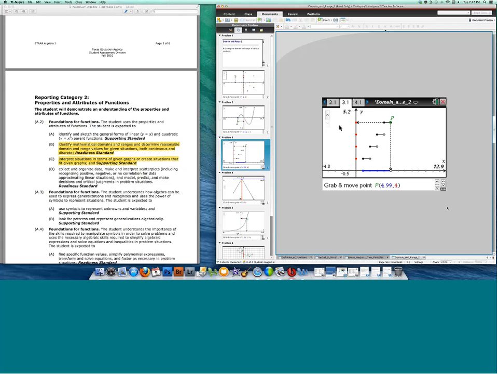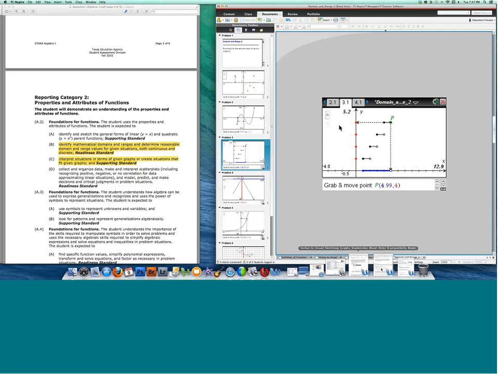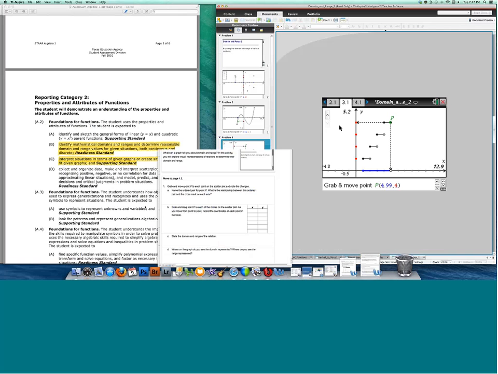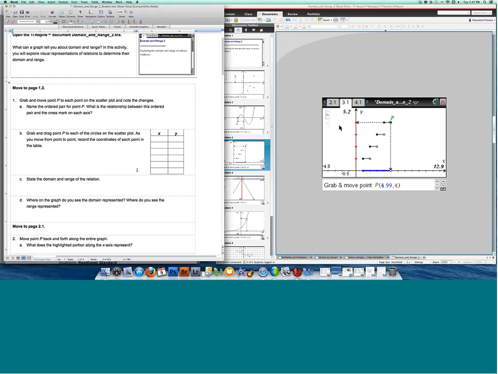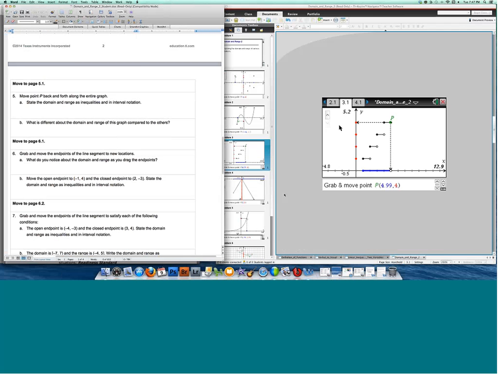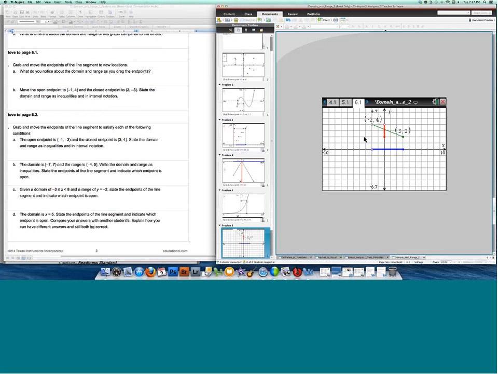And then on the first several pages, I think it's the first 5 problems, the function is already provided for you. And then if you move to problem 6, if you'll move down on the TNS file, there you go. It asks you to move the segment to satisfy the following condition. So you're given a condition, and then you're asked to create that problem, and then what does it look like under those conditions? So it's asking them in both directions.